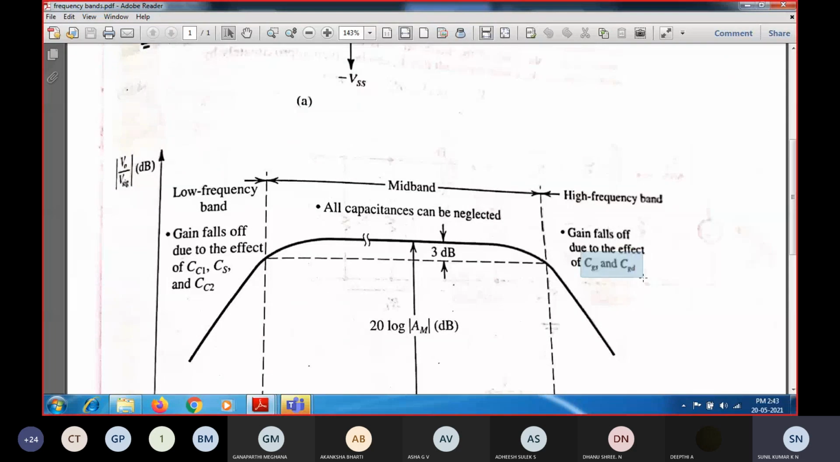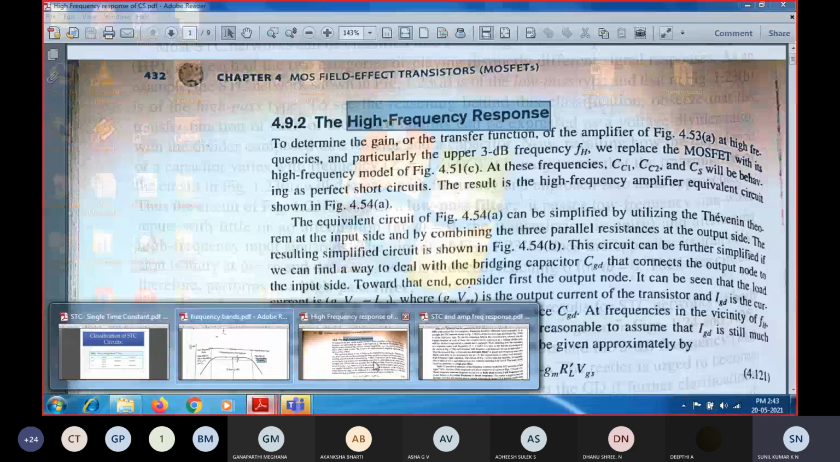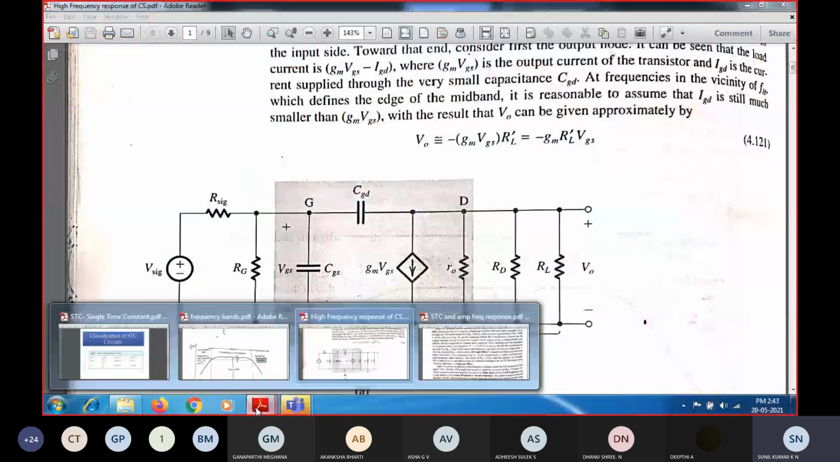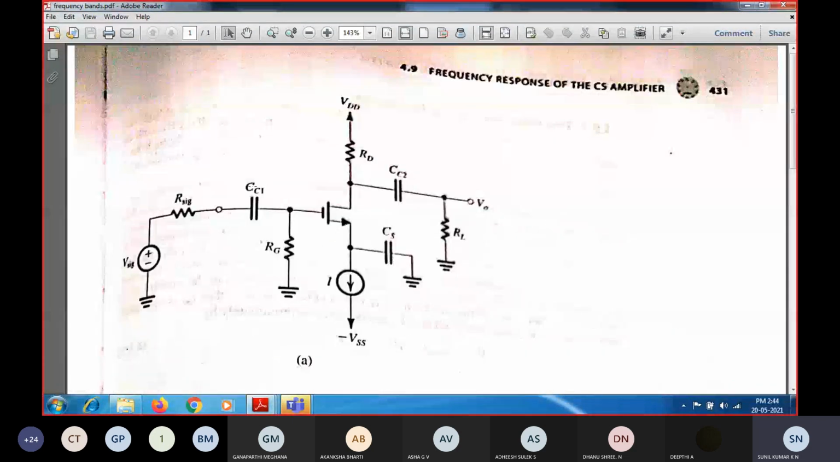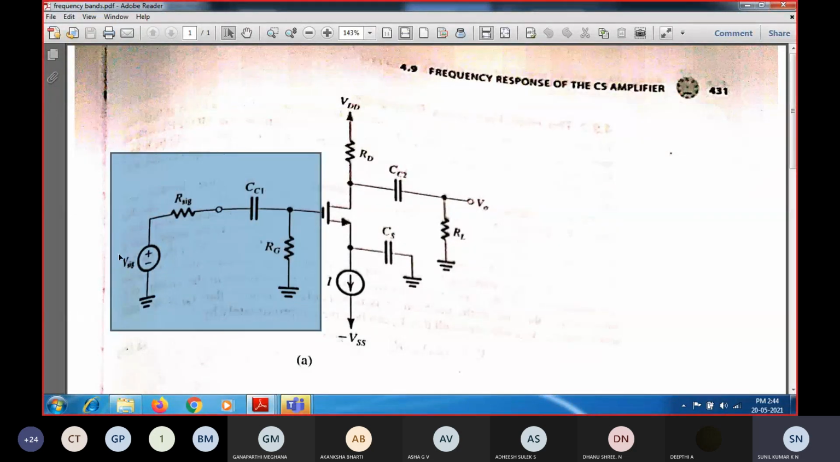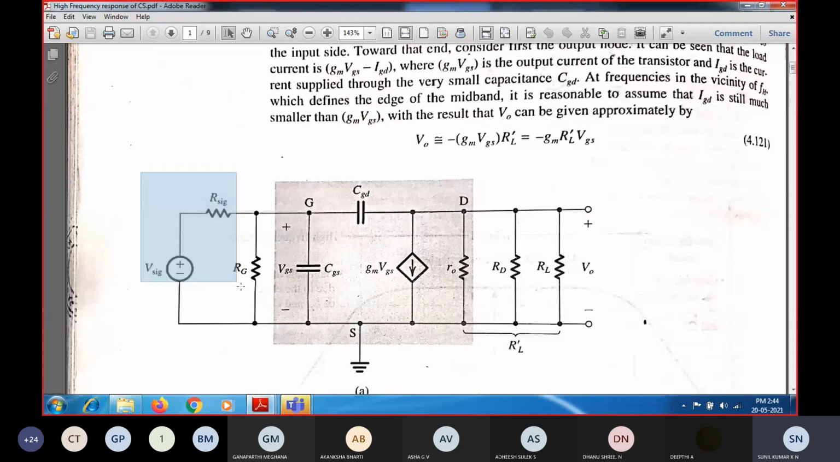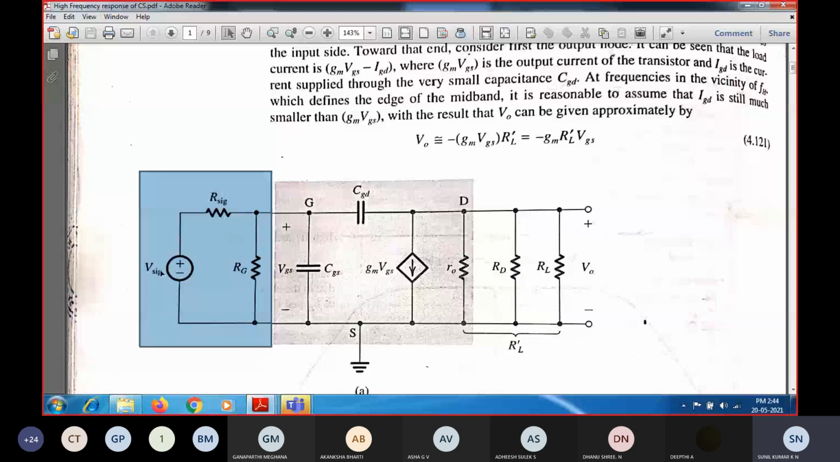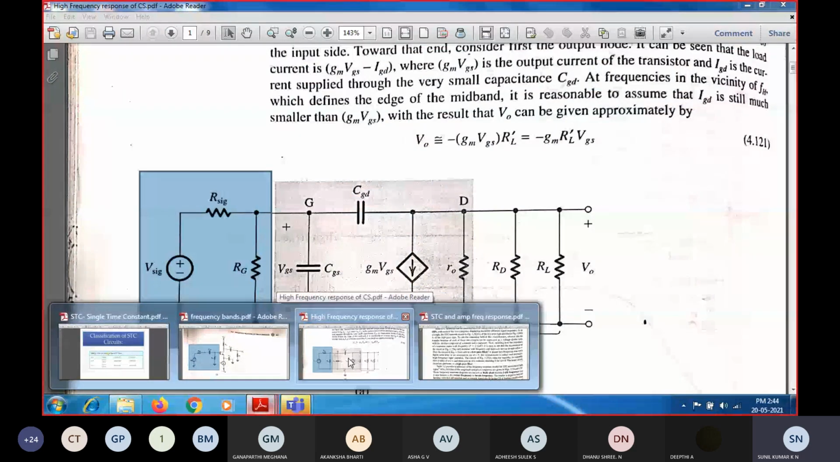So we are only going to consider CGS as well as CGD. Now consider the high frequency equivalent circuit. Side by side I will show the circuit diagram. This is shorted, so I should remove it. At the input side, the components are there, excluding CC1: V signal, R signal, as well as RG. In the high frequency equivalent circuit model, you have V signal, R signal, and RG. The same input side is there here also.